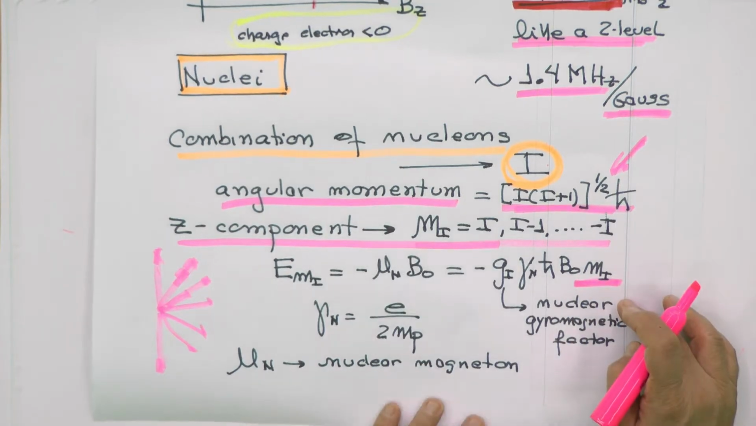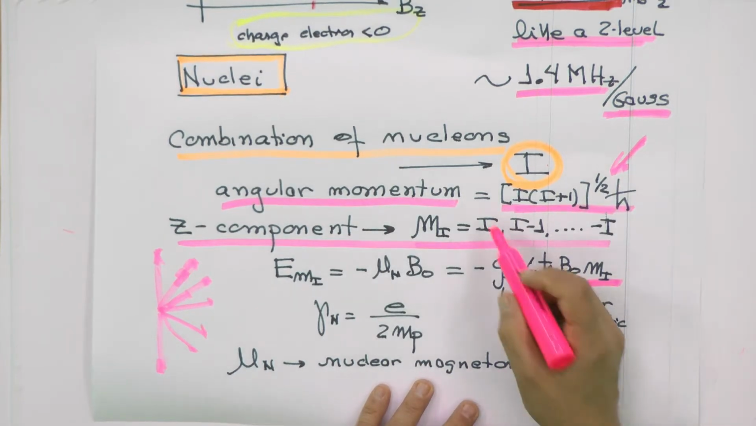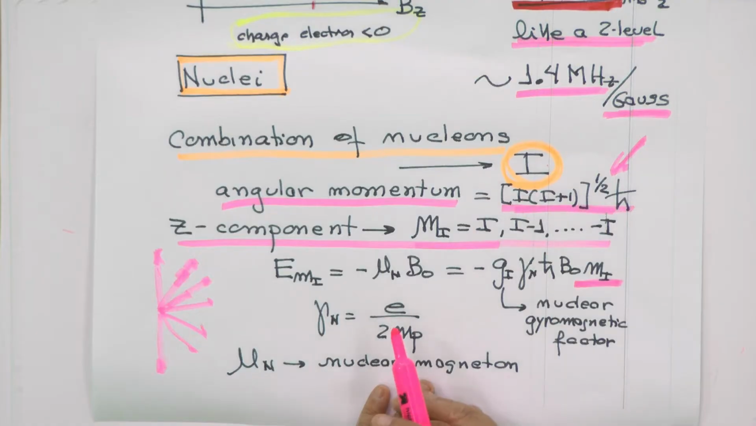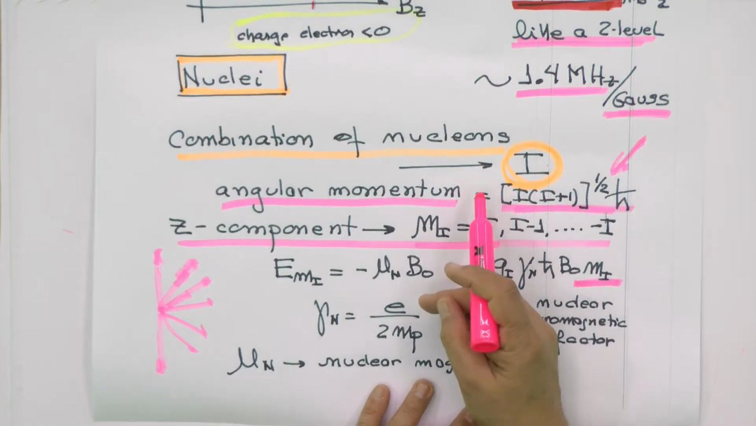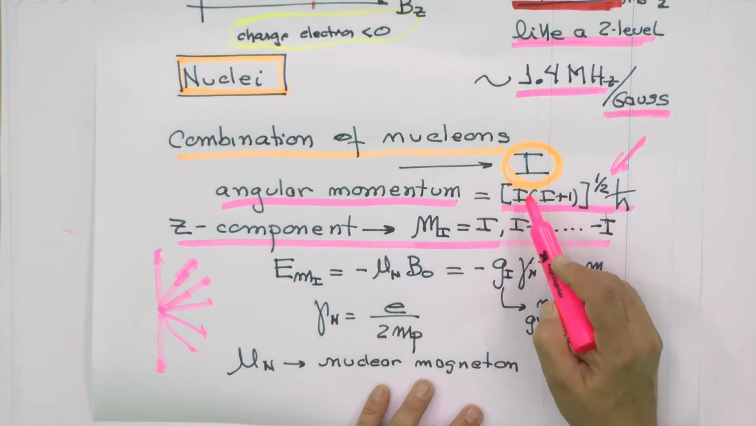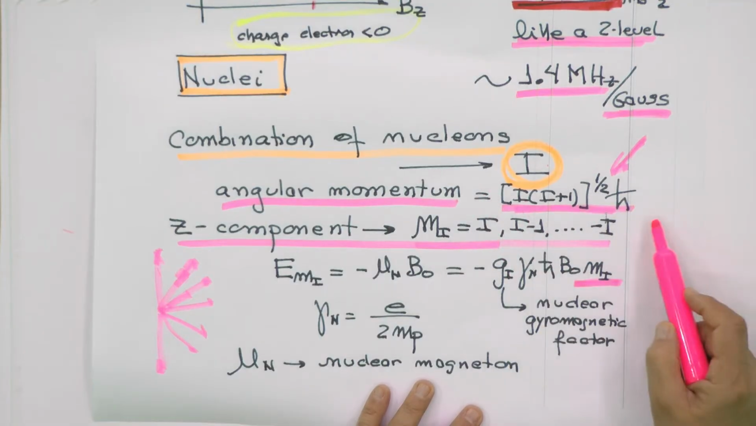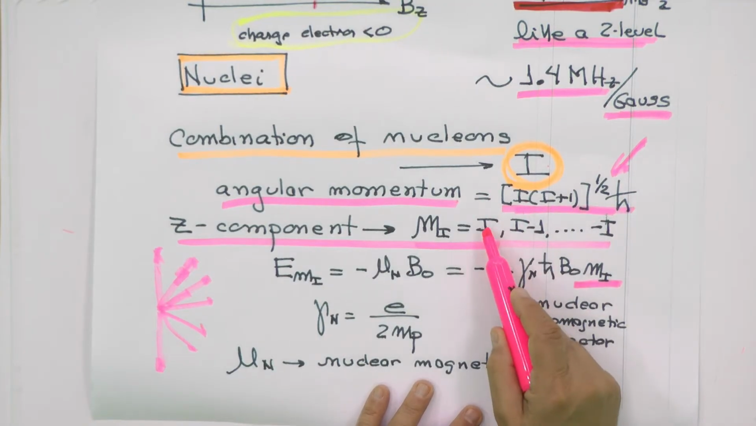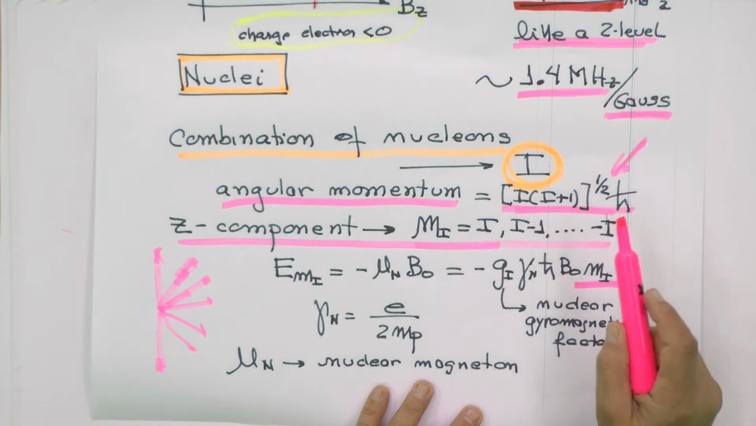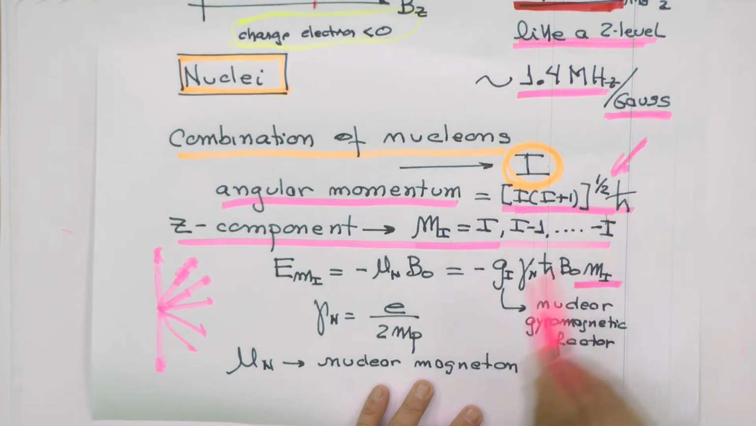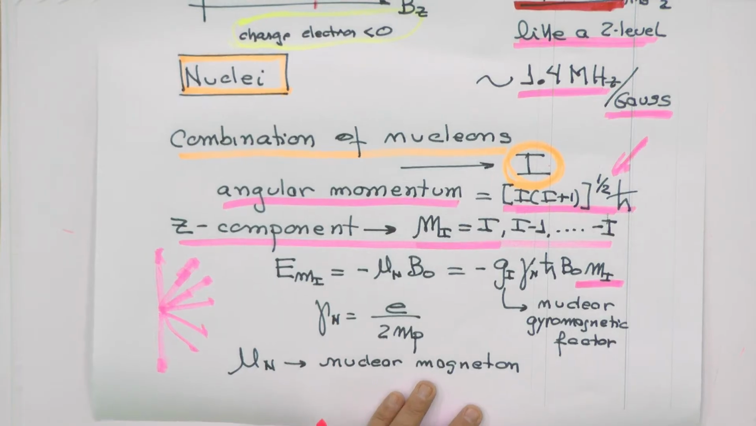How many components do we have? Depending on the value of I. If I is half, we have only 2. Now, if I is 3/2, we're going to have many more components, because we go from 3/2, 1/2, minus half, minus 3/2, 4 components.